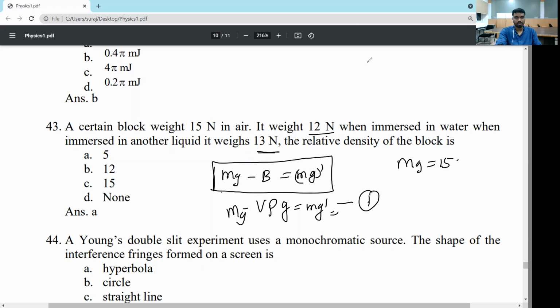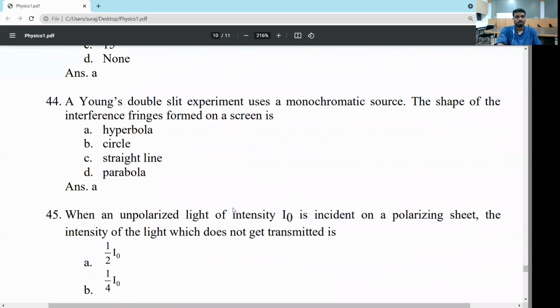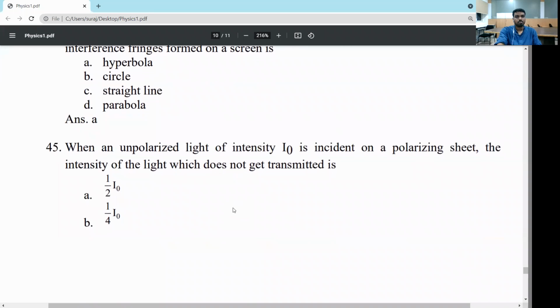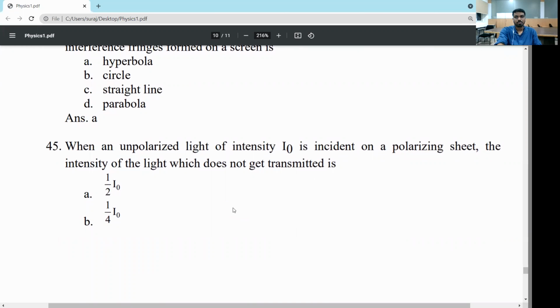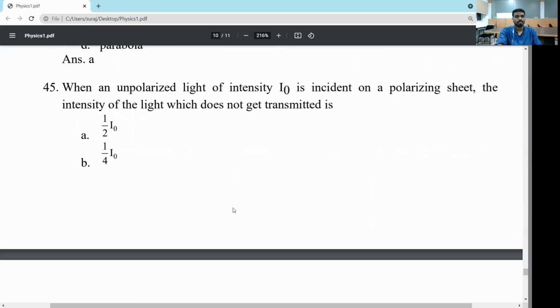Okay. Question number 44. Young's double slit experiment uses a monochromatic source. The shape of the interference fringe formed on the screen is asked, hyperbola. Next, when unpolarized light of intensity I0 is incident on a polarizing sheet, the intensity of the light which does not get transmitted is I0 by 2.